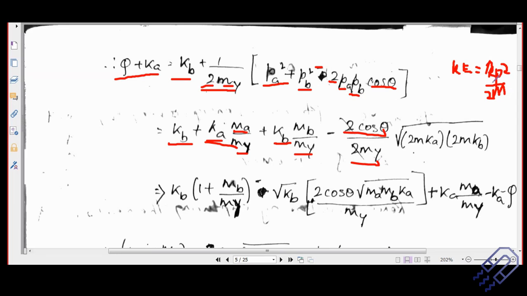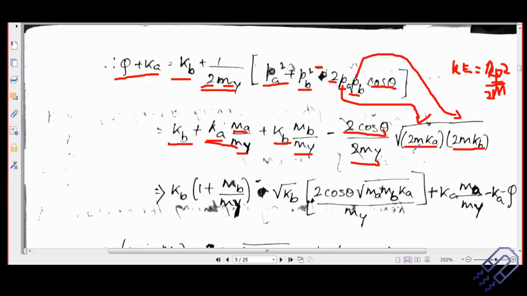So we know what P is. P is nothing but root over of 2mE, so we can write it down as 2m, and representing the kinetic energy by k, root over 2mk, let's say. So this is root over 2mKb, and this is root over 2mKa. That is written for PA and PB. So this is PA, and then this is PB.